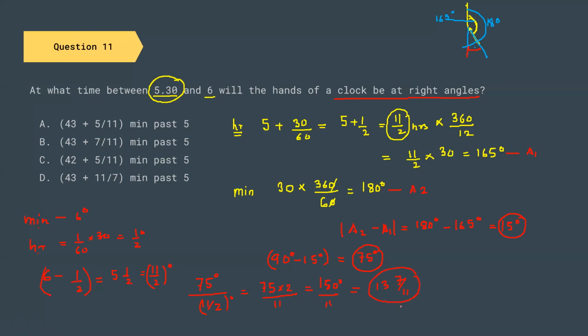Now 13 7 by 11 minutes is required after 5:30 so that the angle between the clock hands is 90 degrees. So what will be the final time? The final time will be 5:30 plus 13 7 by 11 minutes. That gives us 5:43 7 by 11, that is 43 minutes 7 by 11 past 5. So this is your final result. So what is the strategy of solving this question?